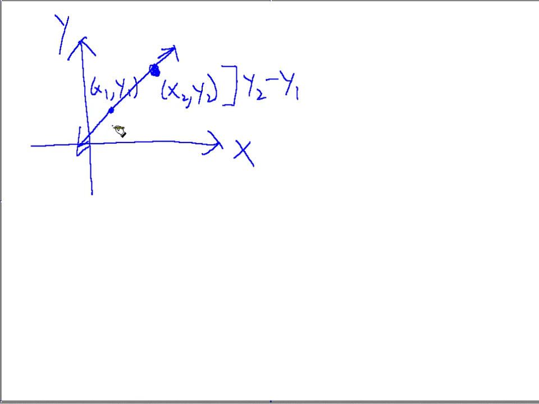And similarly, to get the horizontal increase of the x's, how far do I move to go from x1 to x2? So here's x1 on the x-axis, go all the way over to x2. How far do I move? Well, I just take the difference again of x2 and x1. So this will be x2 minus x1.